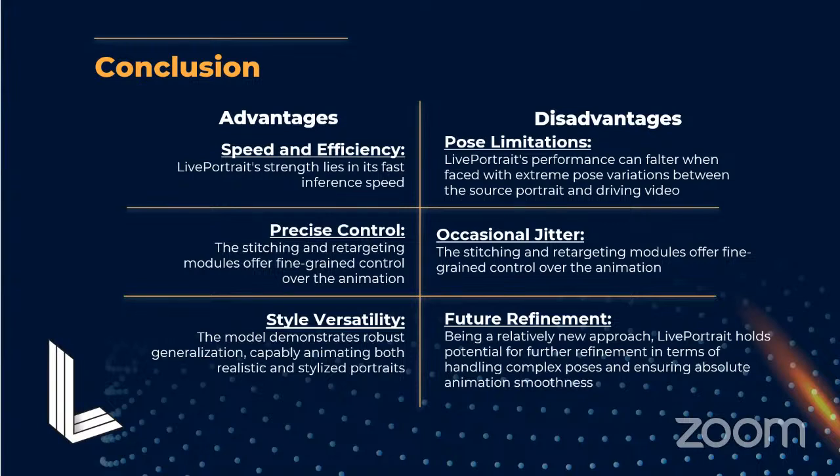So to conclude, the advantages are, first of all, speed and efficiency, and precise control. As we saw, the stitching and retargeting modules offer fine-grained control over the animation. Style versatility: the model demonstrates robust generalization, capably animating both realistic and stylized portraits, but it struggles a bit with the stylized, as we saw in the example with the anime photo. The disadvantages are pose limitations, occasional jitter, and future refinement. This is basically for the future.